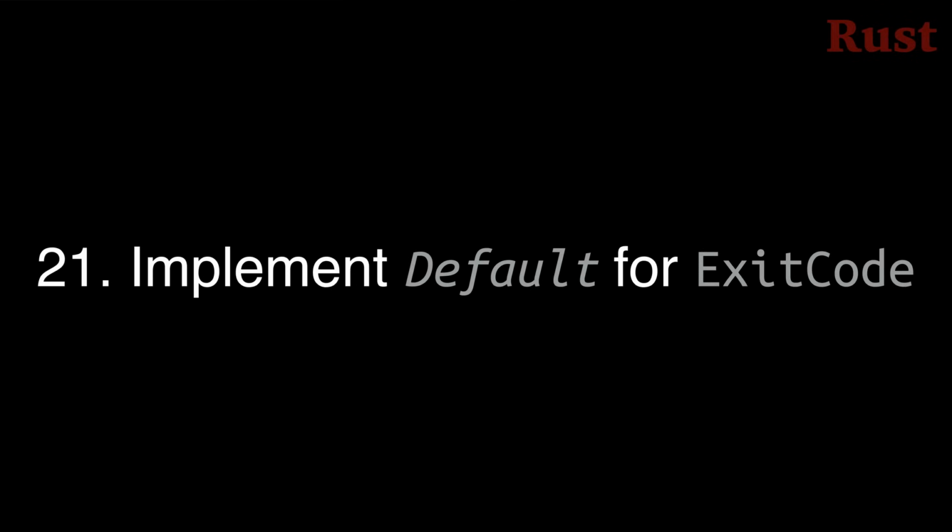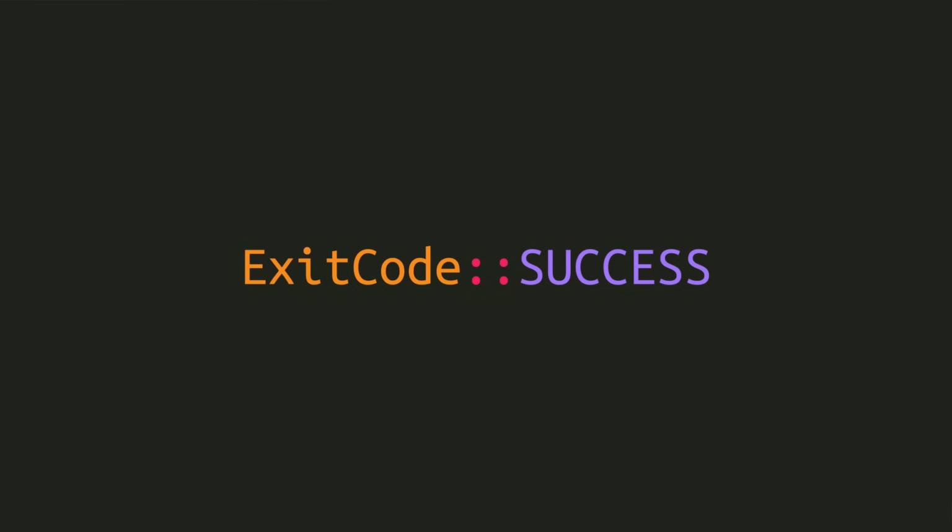Number 21. The ExitCode struct now implements the default trait, and the default value for ExitCode is success.